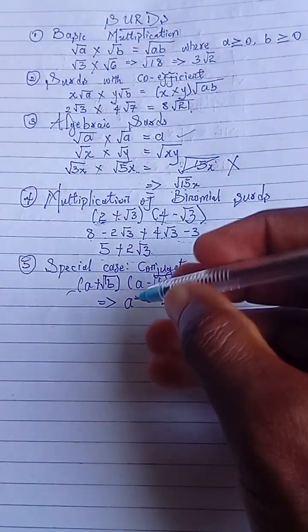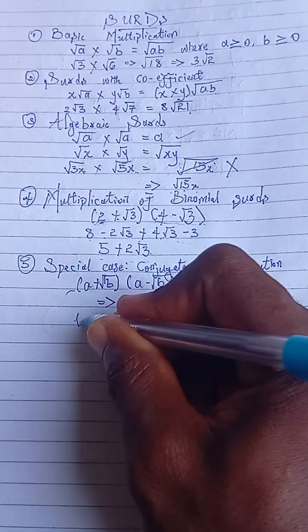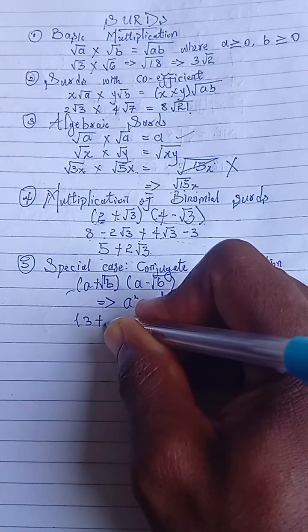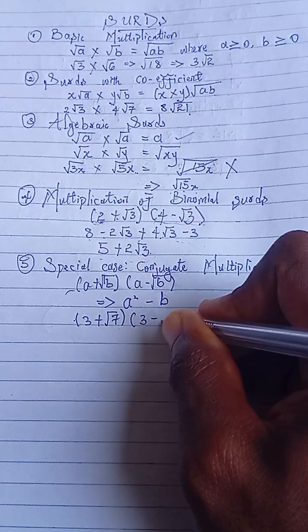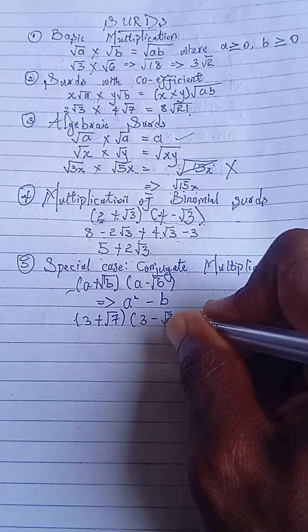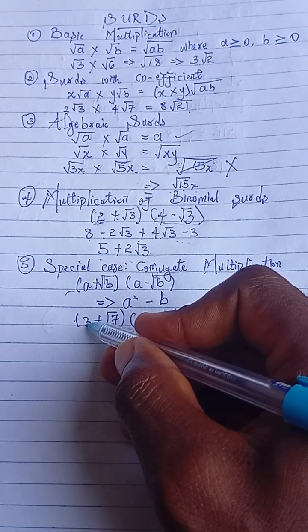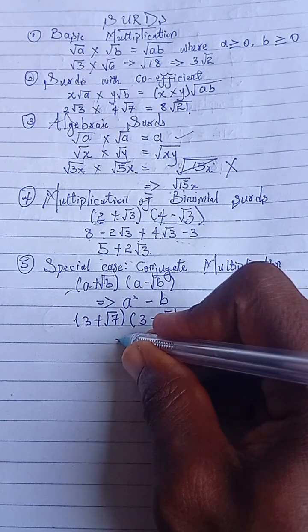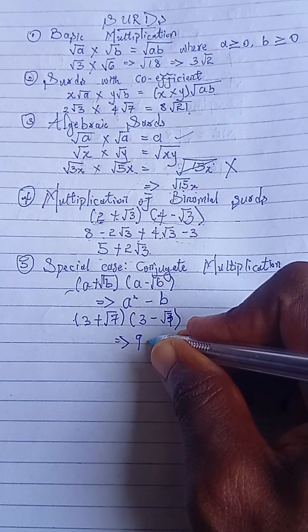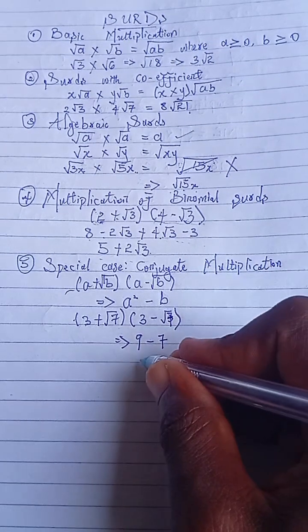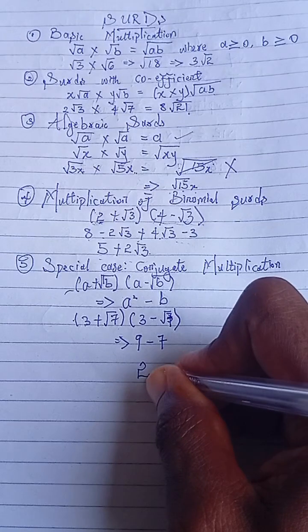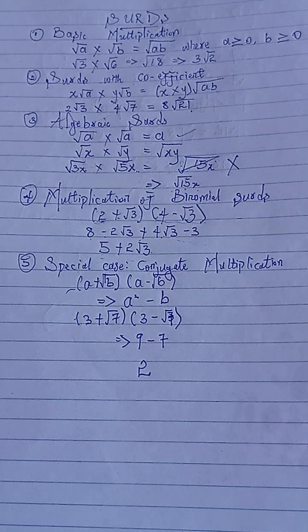Very simple. Now look at the equation of this nature. We have 3 plus root 7 to multiply 3 minus root 7. So pick the first number, you square it. When you square 3, what would you get? 9. Then minus, you take away the roots and you're left with what? 7. 9 minus 7, that will give us 2. And that's the answer. It's as simple as that.